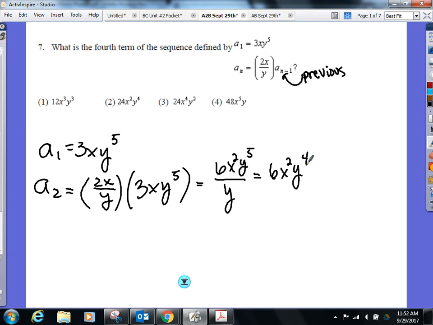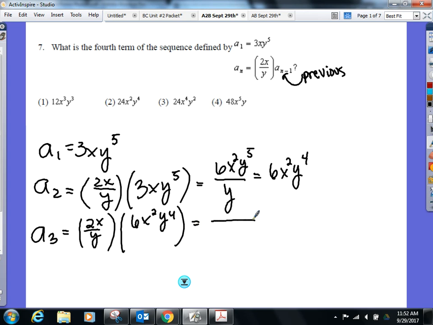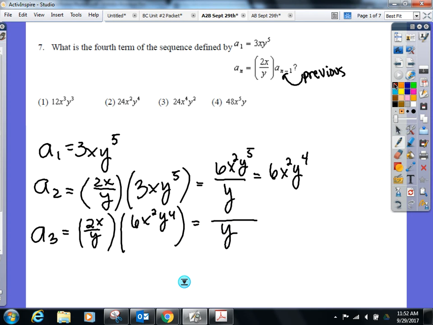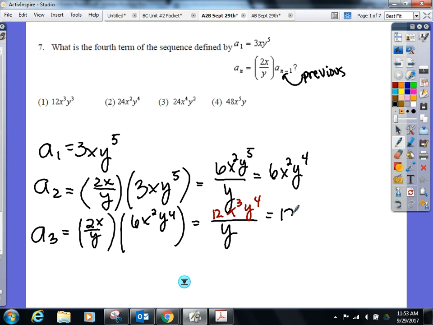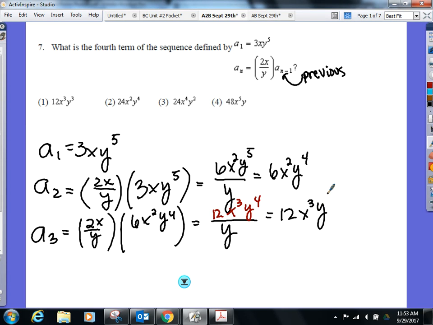I'm going to keep doing that now till I reach the 4th term. So I have the 3rd term right now, which will be, again, 2x over y. But now, what's my previous term? 6x squared y to the 4th. So I'm still left with that y on the bottom. Now what am I left with on top? Well, 2 times 6 this time, so 12. How many x's are on top now? 3, and how many y's? 4? Reduce it for me. 12x to the 3rd, y to the 3rd.